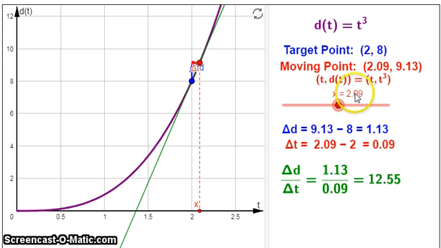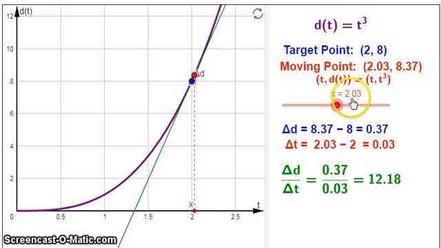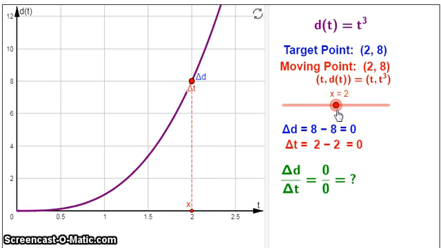And so as I do that, you can see that my value of delta t is decreasing, and I'm getting a correspondingly decreasing value for delta d. So as I get closer and closer to time equals 2, and I'll stop right here, we see that my slope calculation is 12.06. If I move this value right to time equals 2, I have no change in time, no corresponding change in position. 0 over 0 gives me an undefined slope. Let's look at what happens from the other side.